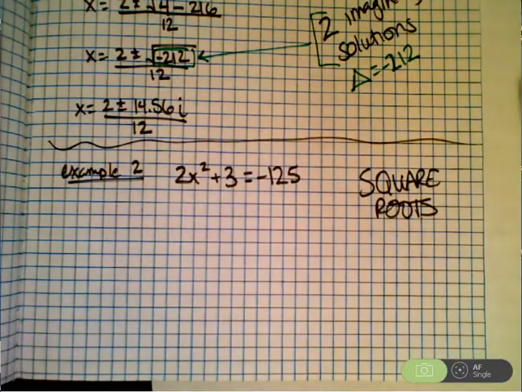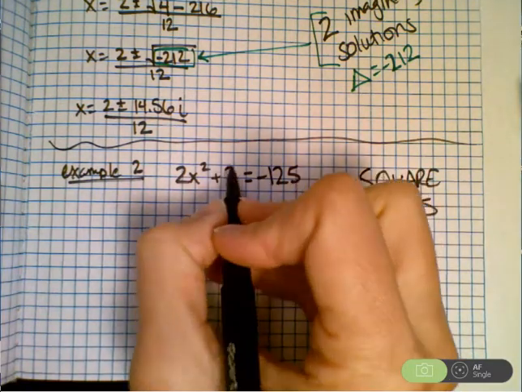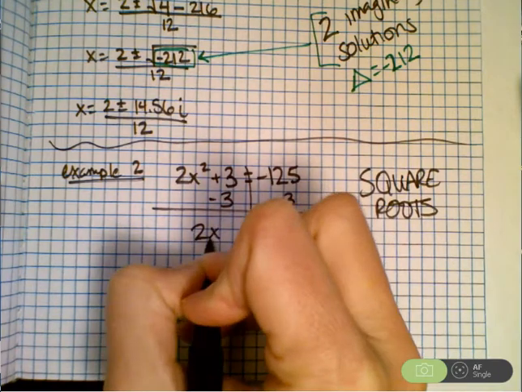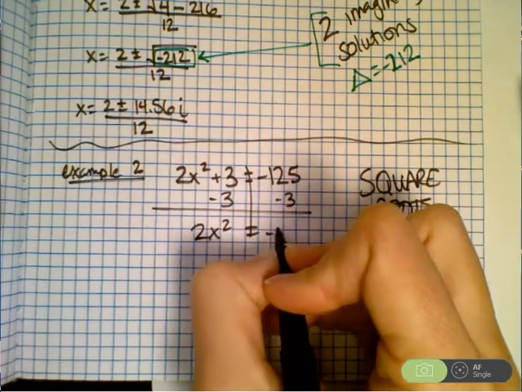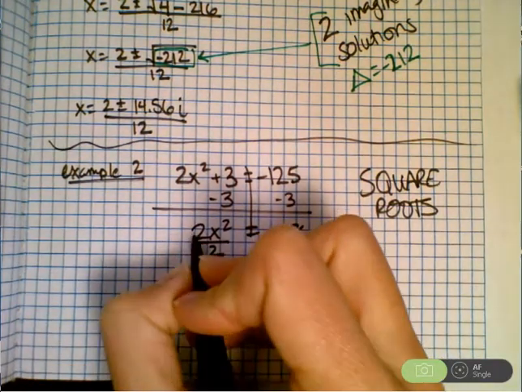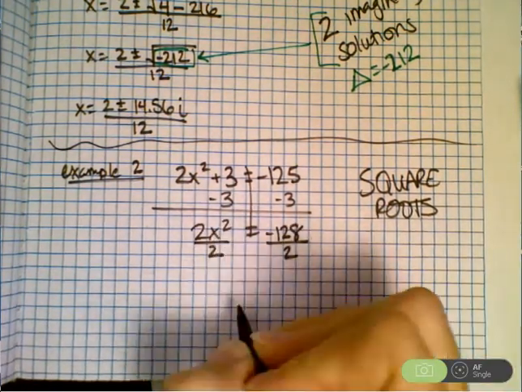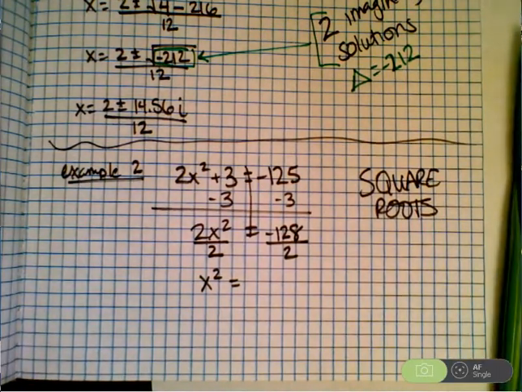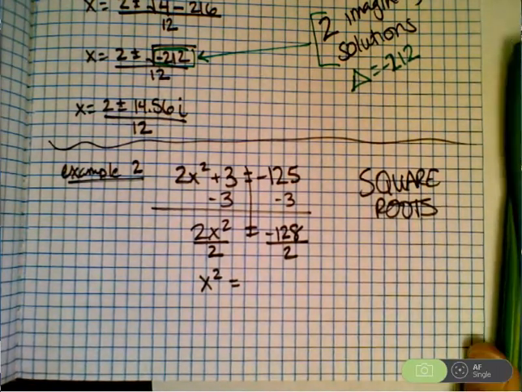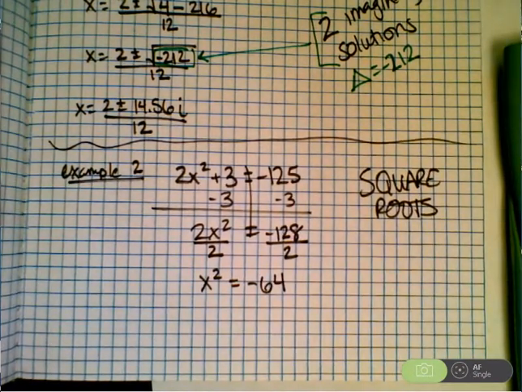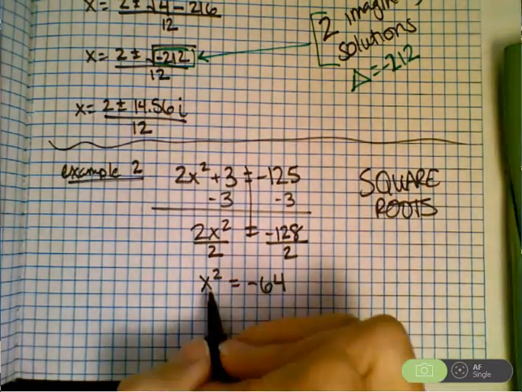So PEMDAS in reverse, we get rid of any addition or subtraction first. So I subtract 3 on both sides. 2x squared equals negative 128. Feel free to use a calculator if you need to. I divide by 2 because I'm doing 2 times all that. I get x squared equals, I think it's negative 64, but it's Monday and I haven't had much coffee, so yep, negative 64.